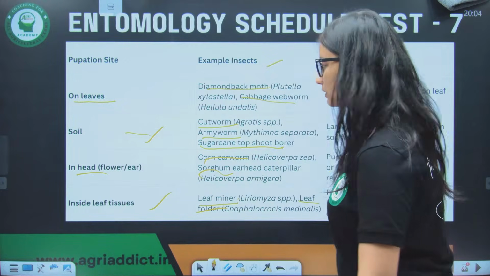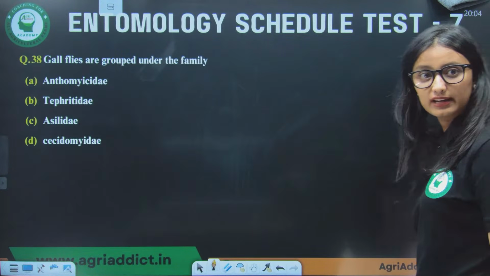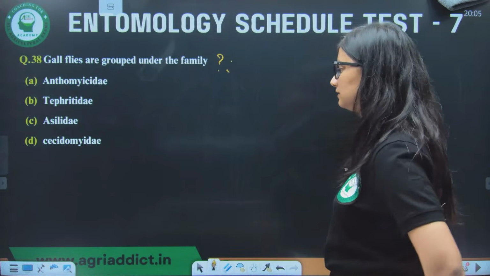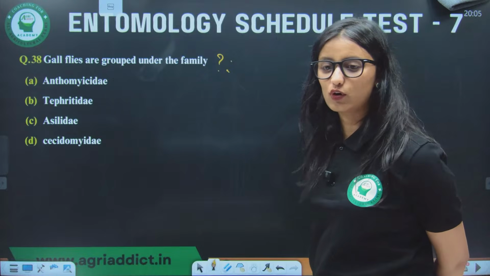Okay. So let's move to the next one. Gall flies are grouped under which family? Gall flies.